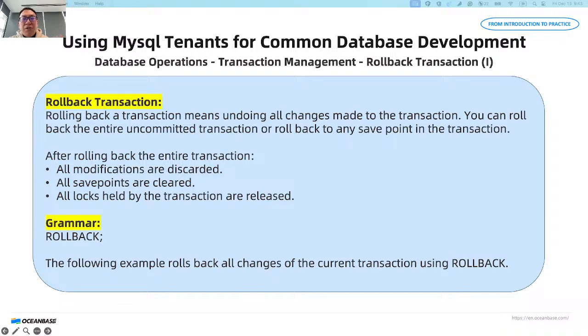Next, let's introduce the rollback transaction. Rollback transaction means undoing all changes made to the transaction. You can roll back the entire uncommitted transaction or roll back to any save point in the transaction. After rolling back the entire transaction, all modifications are discarded, all save points are cleared, and all logs held by the transaction are released.